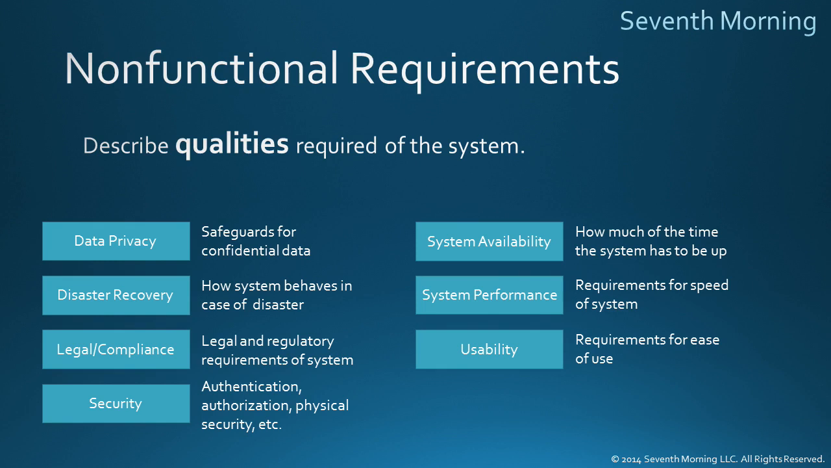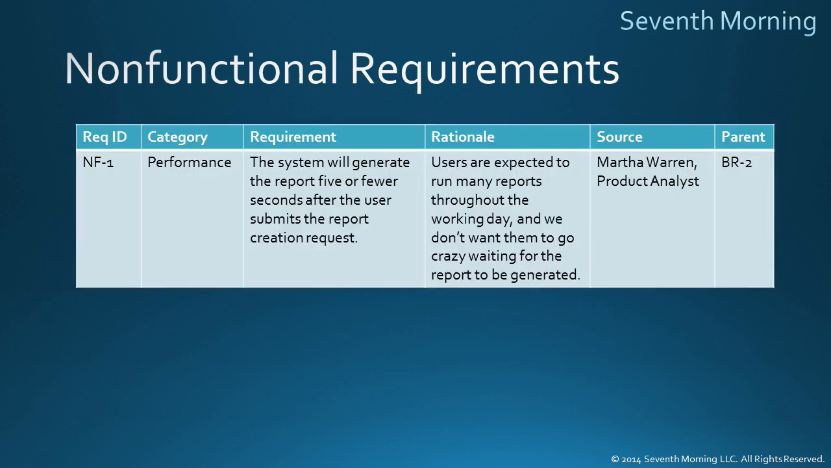And let's look at some examples here. Okay, we've given this requirement on the screen the ID NF1, which signifies that it's a non-functional requirement. You'll notice that the next column, category, is new to this table format. It indicates which type of non-functional requirement we're dealing with. And in this case, we have a performance requirement.